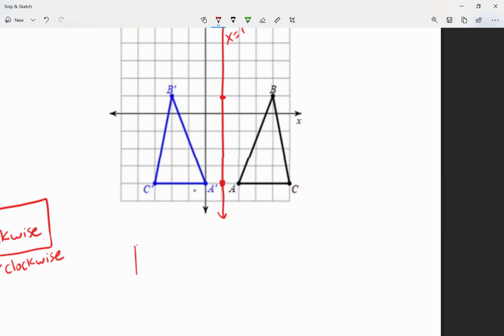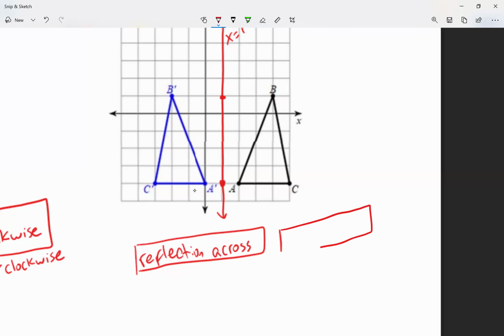So for my homework, the first thing I'm going to choose is reflection across. And then for the second space, I'm going to type in x equals 1. That's the mirror line.